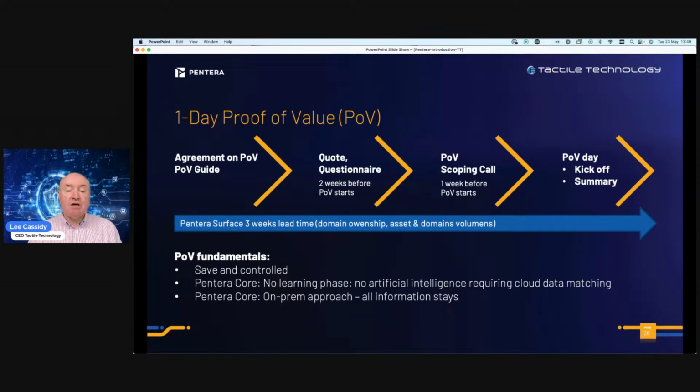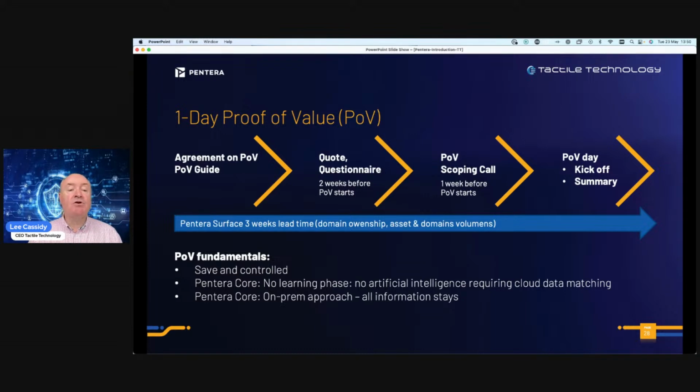One thing we can do is a thing called a one-day proof of value or a one-day challenge, we're terming it. So what we can do is agree a bit of a guide on what we want to do and how we want to go about it. We'll put together a quote of what it would cost you if you actually move forward afterwards. Give you a questionnaire to capture some information about what you've got in place at the moment. We'd actually do a scoping call a week before just to make sure we've got all the information about who's going to be involved, what we're looking to prove.